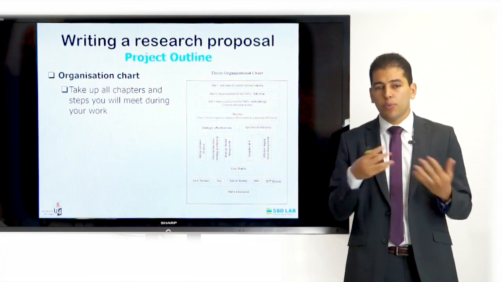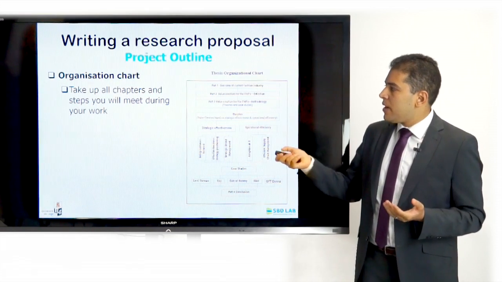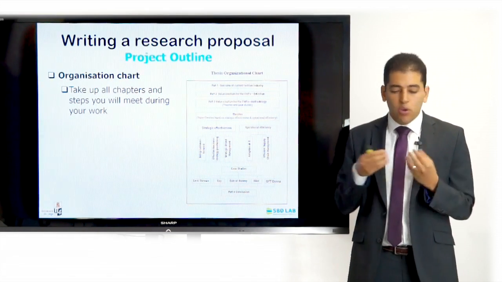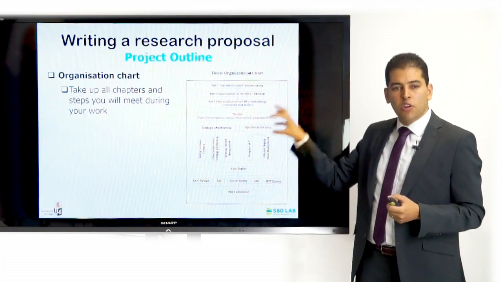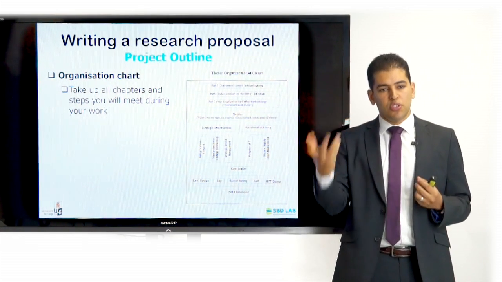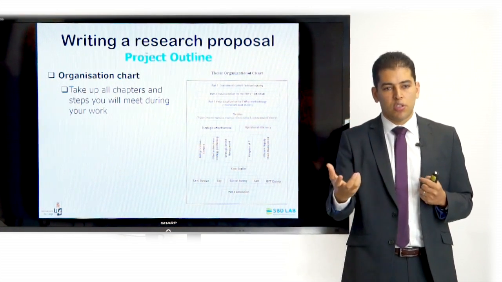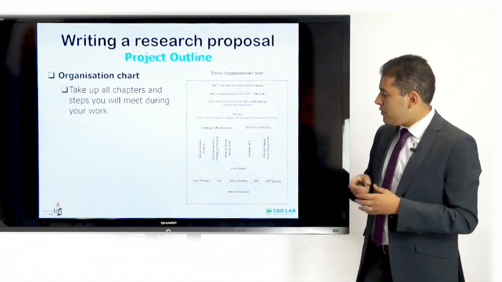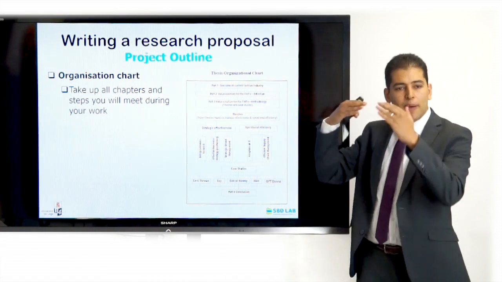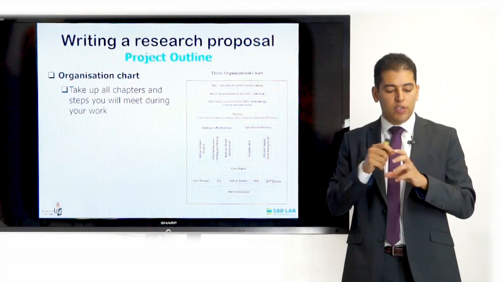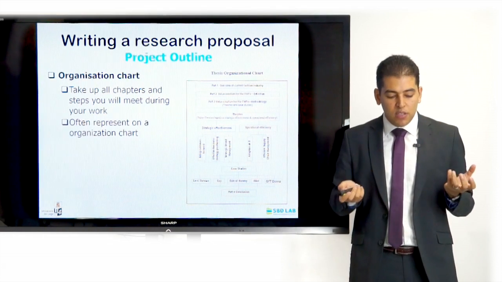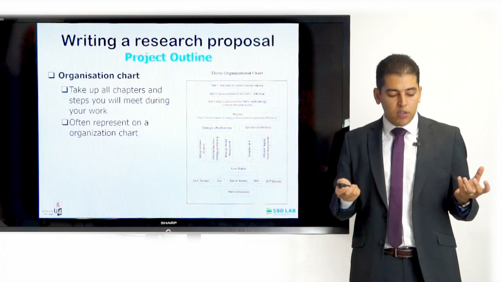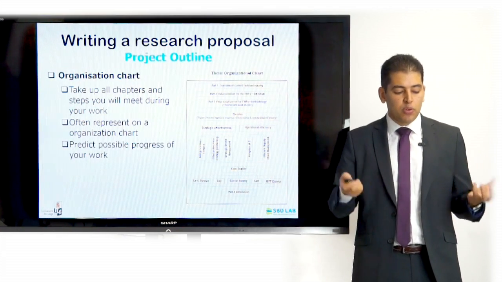Once you go through any professional document, you must develop an organizational chart. An organizational chart is a chart that tells me what are the parts and the components of your research or your research thesis. In this sense, you should have a description of your chapters. Maybe you can put your chapters, you can put the topics you are talking about, and it should represent your work, and it should predict the possible progress of your work.